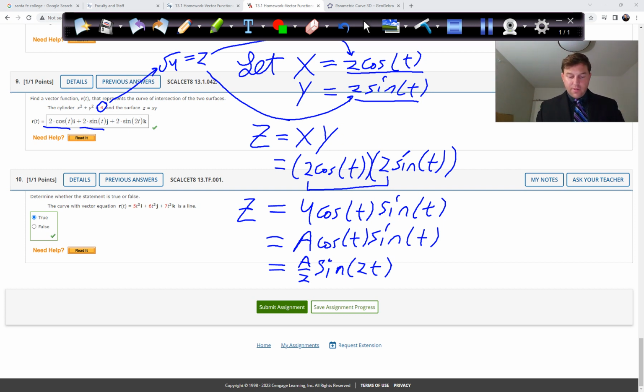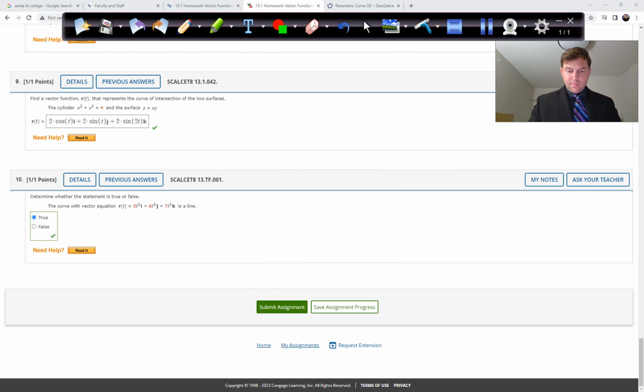So I can double the argument and have the amplitude of the number in front. So if I had a 4 out in front, we're going to have that. So z is really 4 over 2, which is 2 sine of 2t. That is your z component, 2 sine of 2t. And we'll put that in front of k. So you just have to type these parametric equations in front of i, j, and k. That would be problem 9.